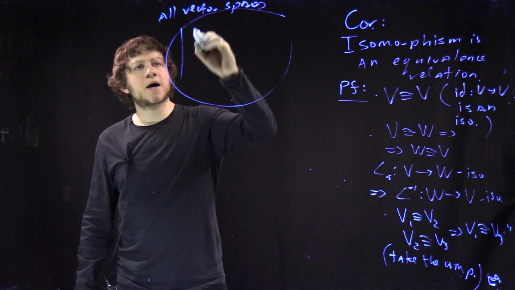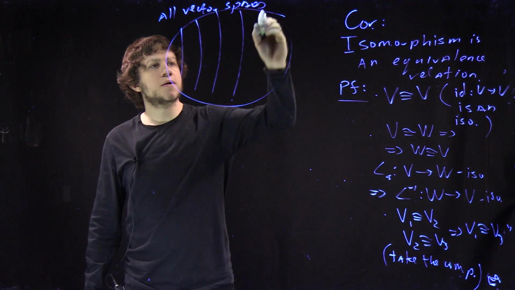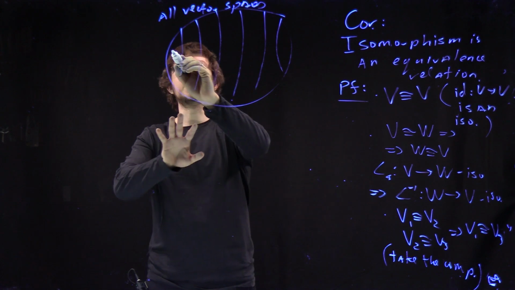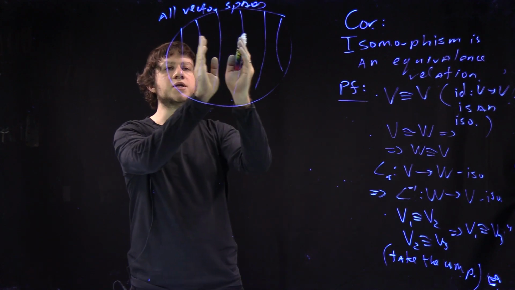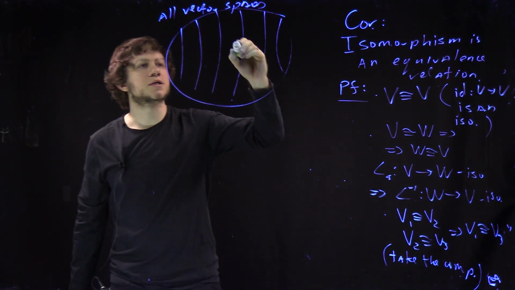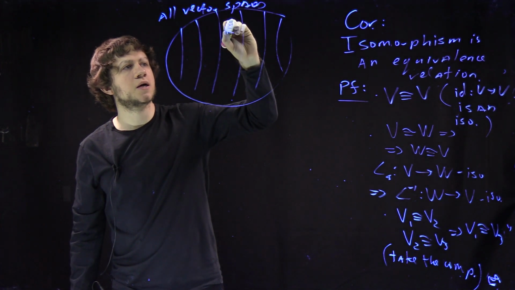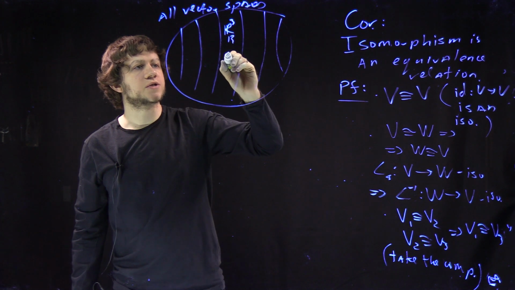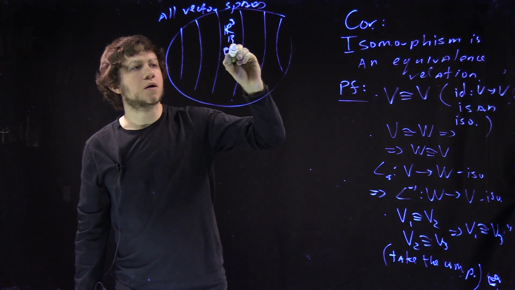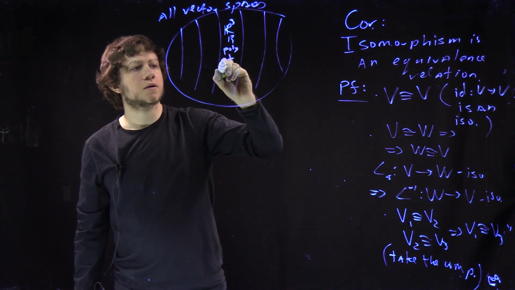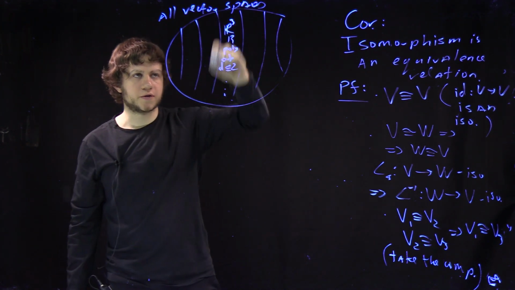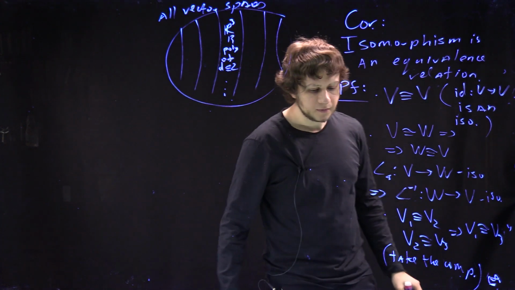And then when we have equivalence classes, the collection of all vector spaces will be cut into these isomorphic classes. For instance, here you have R3, and it is isomorphic to, say, polynomials of degree less than or equal to 2, and so on. So these are all vector spaces isomorphic to each other.